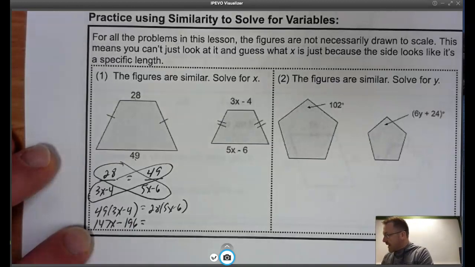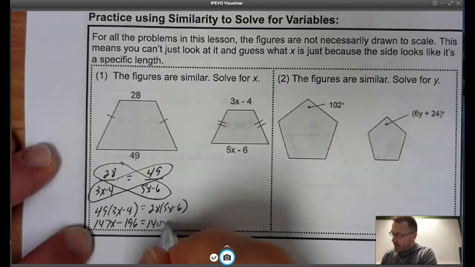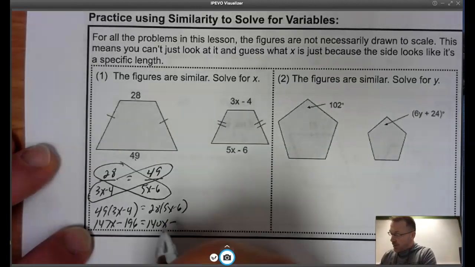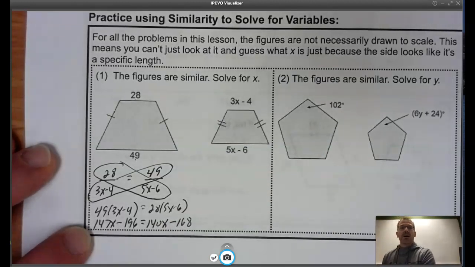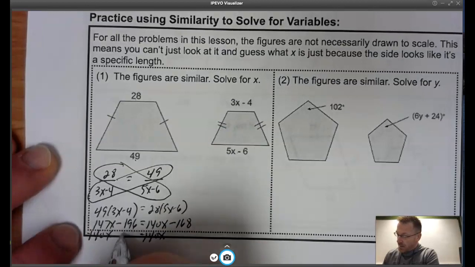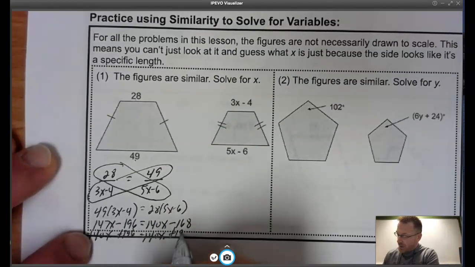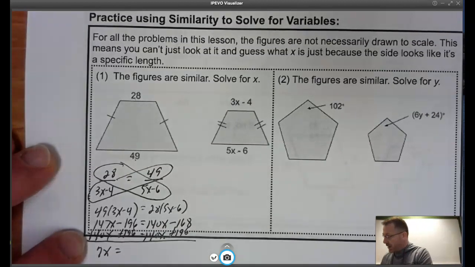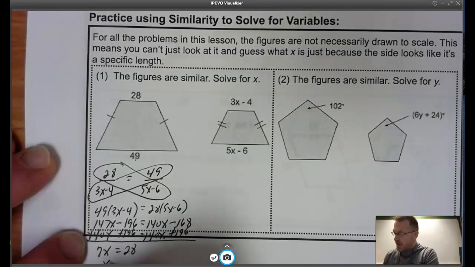28 times 5 is 140x, minus, and then 28 times 6 is 168. All right, and so notice now we just get into our normal solving process here. And I'm just going to do this. And so that leaves me 7x equals, and then negative 168 plus 196 is 28. And so that means x is equal to 4.